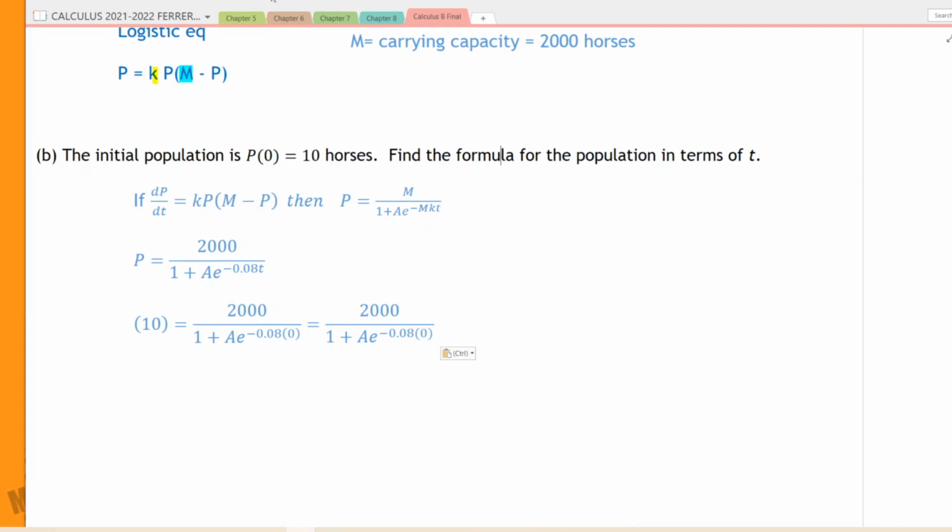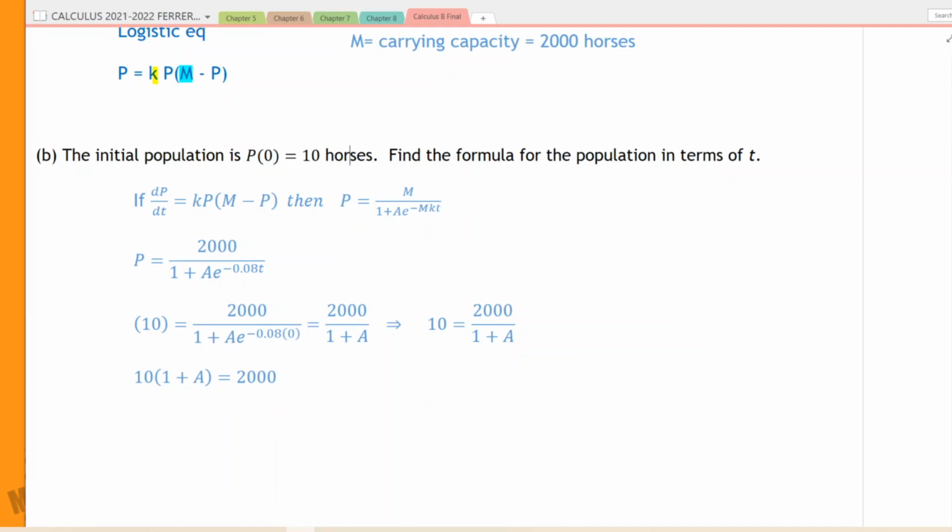Up here we have negative 0.08 multiplied by 0. That's just 0. And even better, e to the 0 power is just 1, and then A times 1 is just A. Now we've got an equation we can solve pretty easily: 10 is equal to 2000 over 1 plus A. Let's multiply both sides by 1 plus A, which cancels out the denominator on the right side.